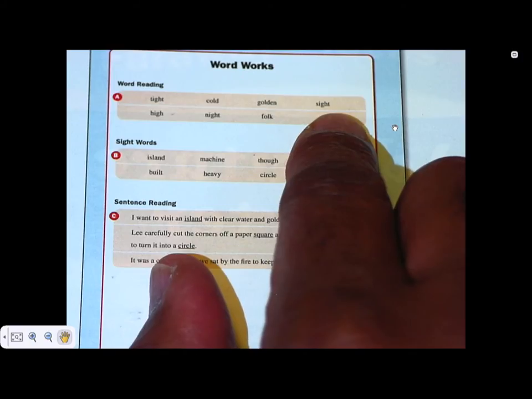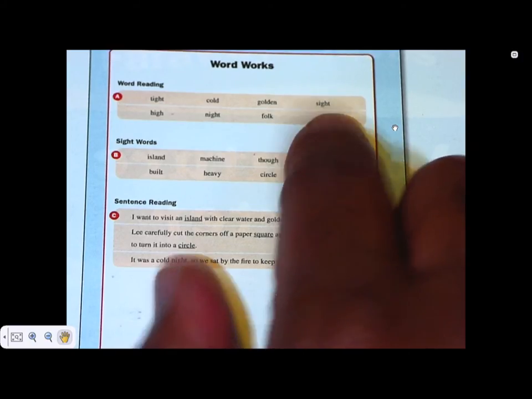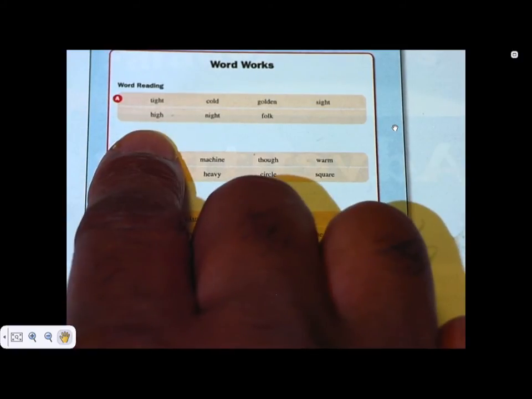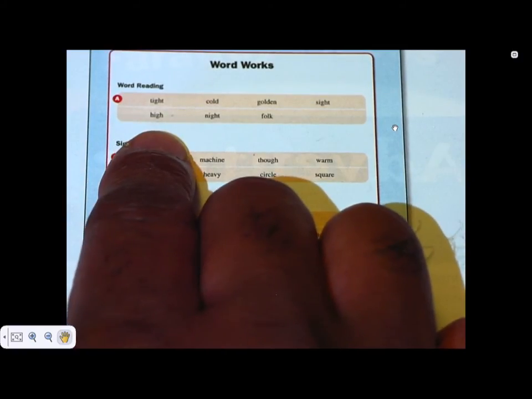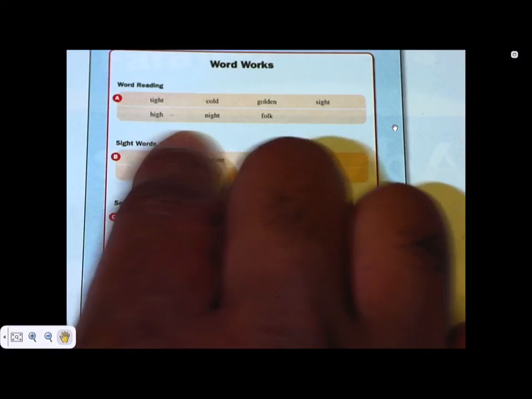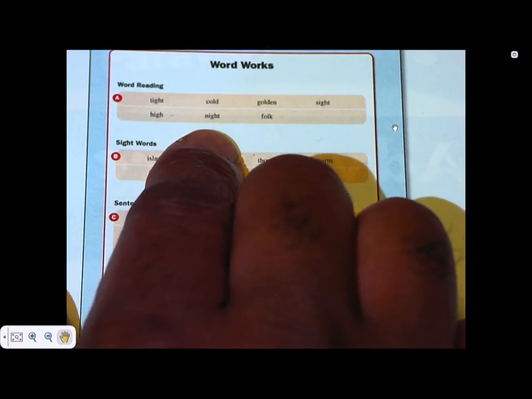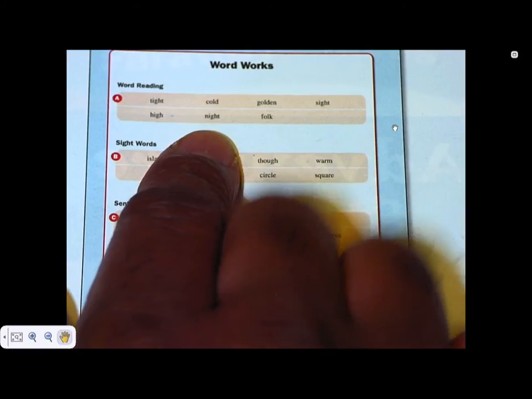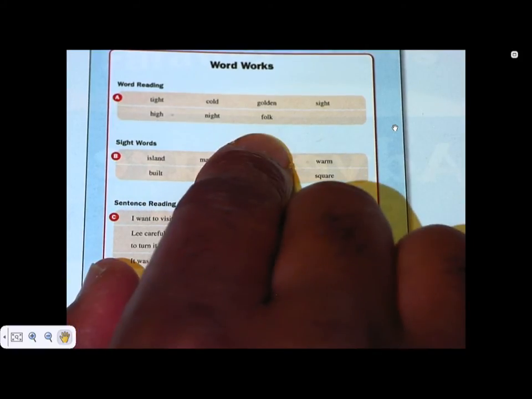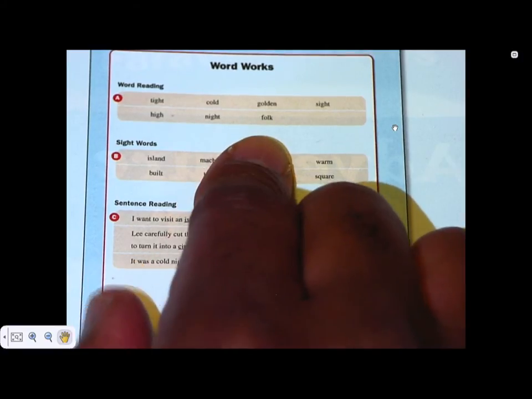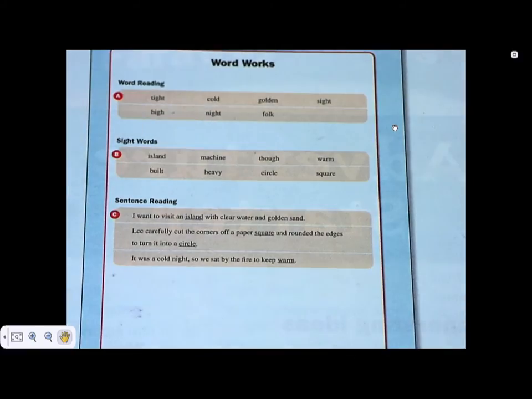Next, sight, sight. The next we have I, high, it, night. And the next one, folk, folk. Now, we read each of those words and we took the time to say each sound.